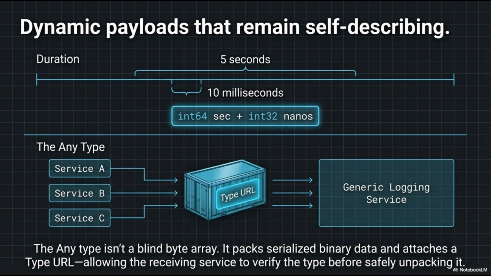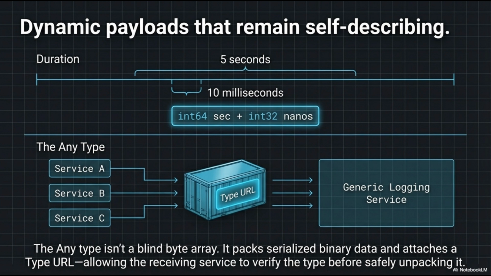The any type isn't just a blind byte array. Under the hood, it packs the binary serialized data, yes, but it also attaches a type URL. A type URL? Yeah, it's a string that explicitly identifies what the original message type was. So it's dynamic, but it's still self-describing. The receiving service can look at the type URL, check if it actually knows how to process that specific type, and safely unpack it without just guessing what the bytes mean.